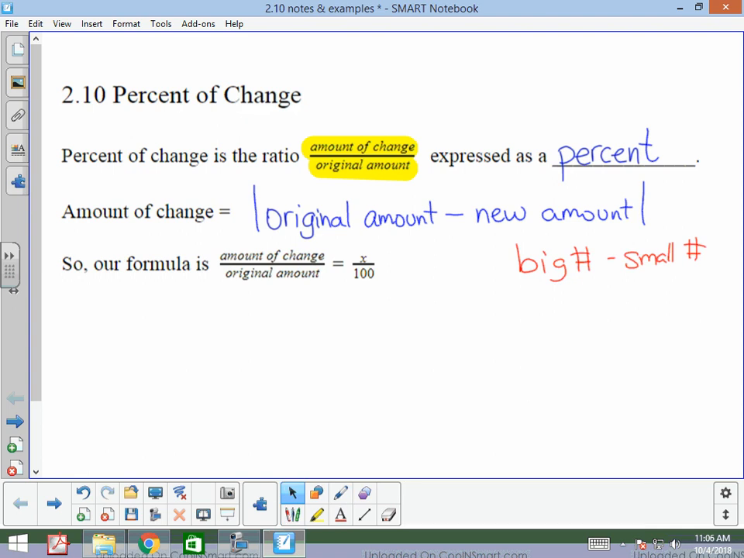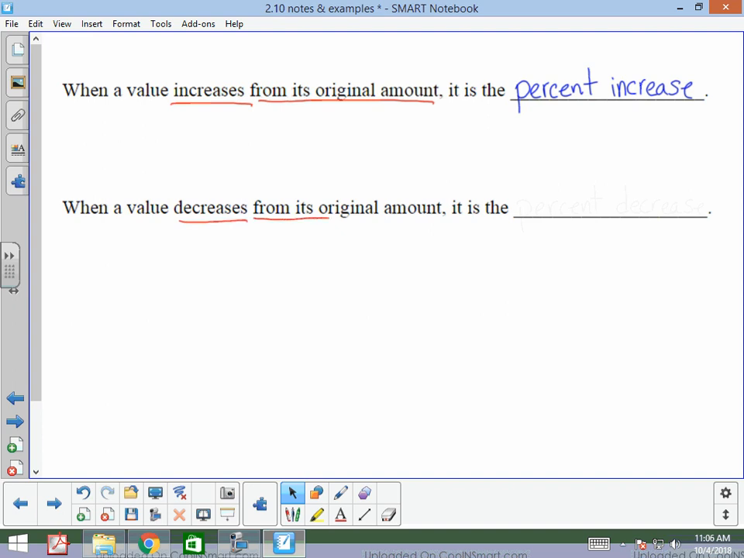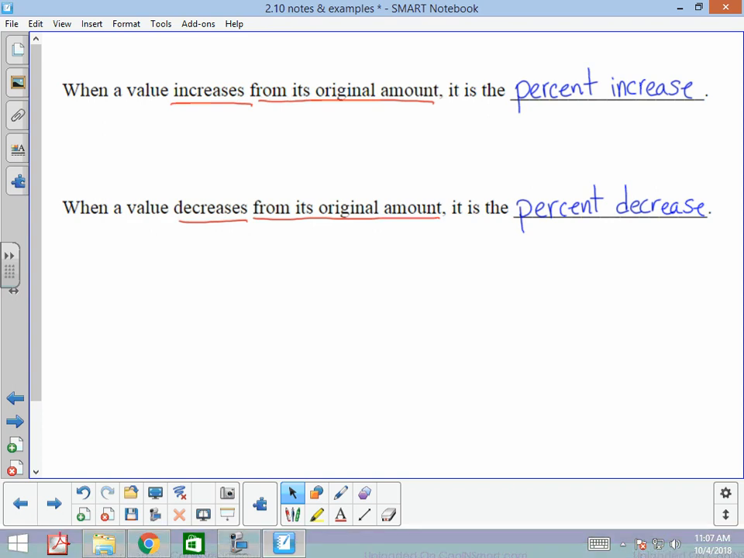All right, so our formula is amount of change, big number minus small number, over the original amount equals x over 100. Now, when a value increases from its original amount, it is called the percent increase. When a value decreases from its original amount, it is called the percent decrease. All right, so I have 4 examples. This should be a short video if I quit talking unnecessarily.